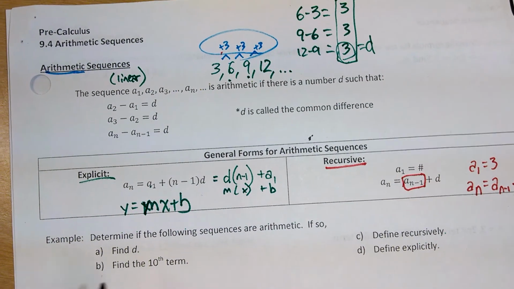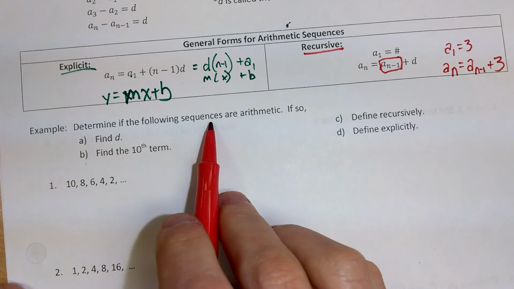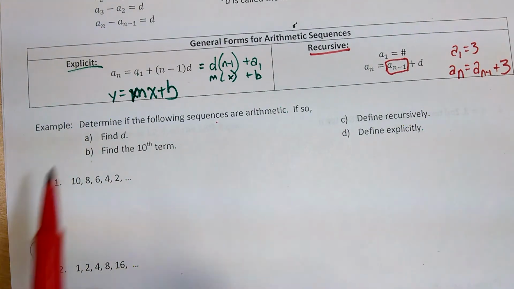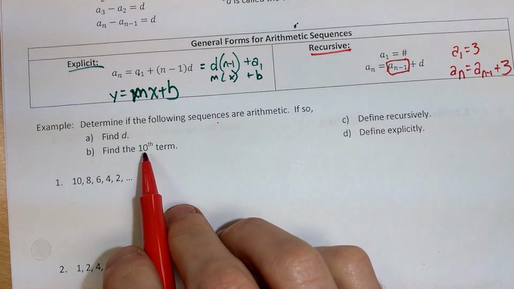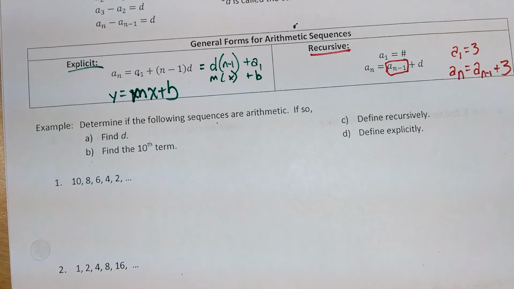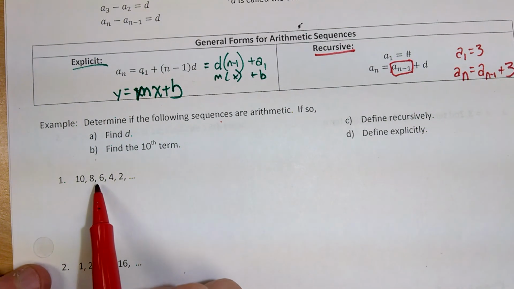All right, so let's work out a couple of these examples. It says determine if the following sequences are arithmetic. If so, we want to find our common difference, the 10th term, and we want to define it both recursively and explicitly. All right, so our first sequence, we've got 10, 8, 6, 4, 2.